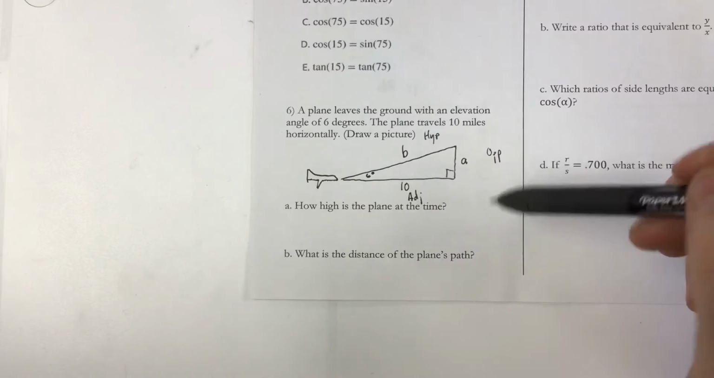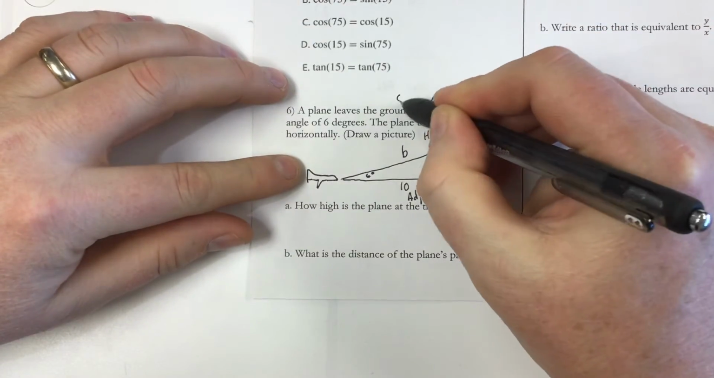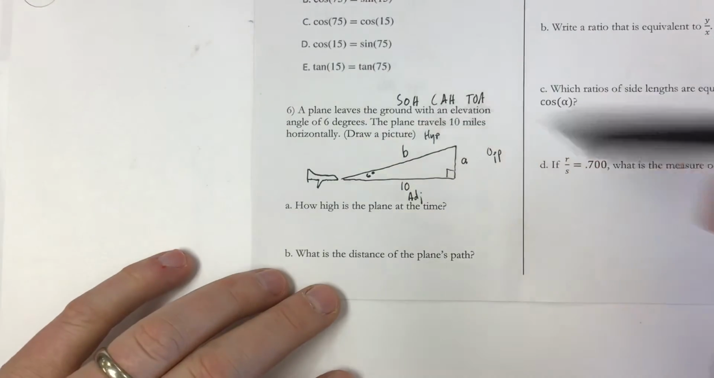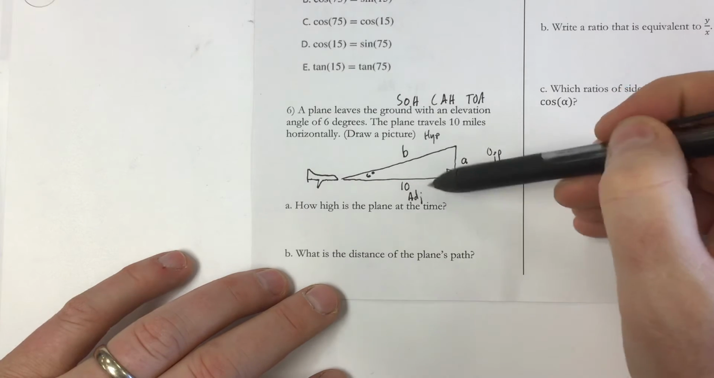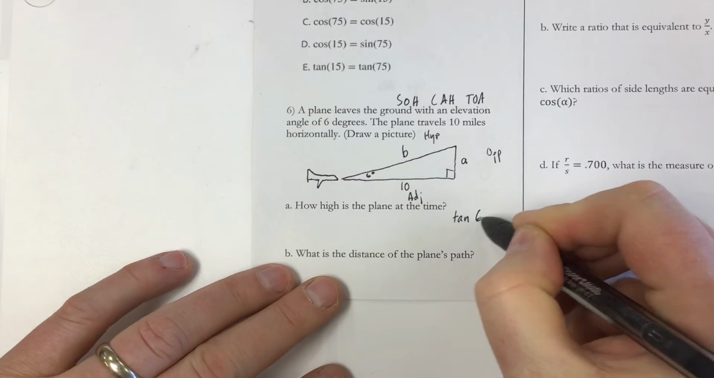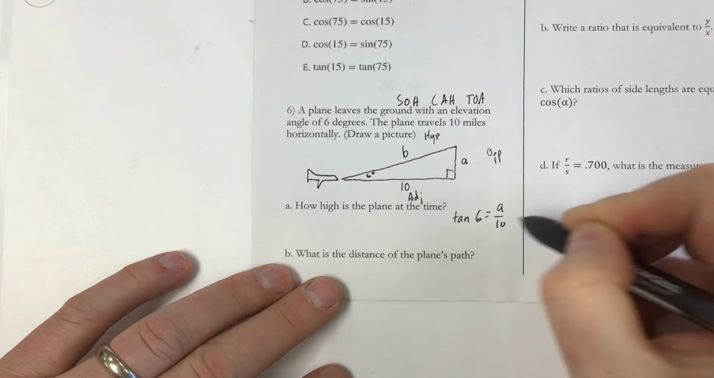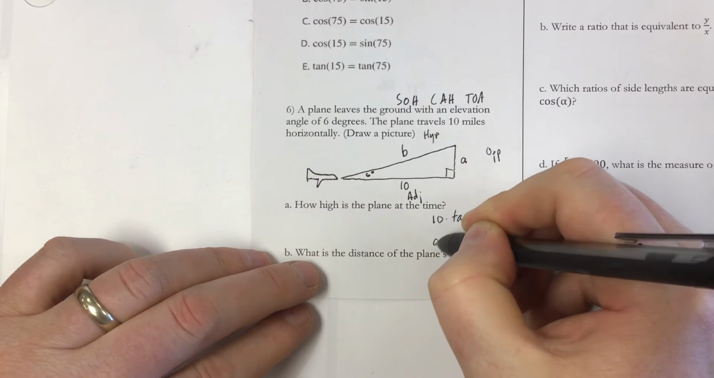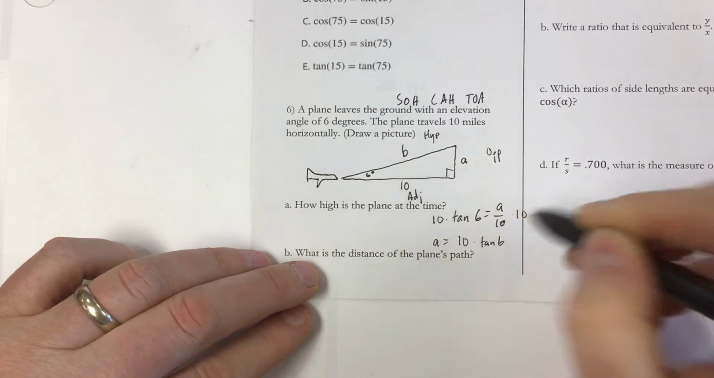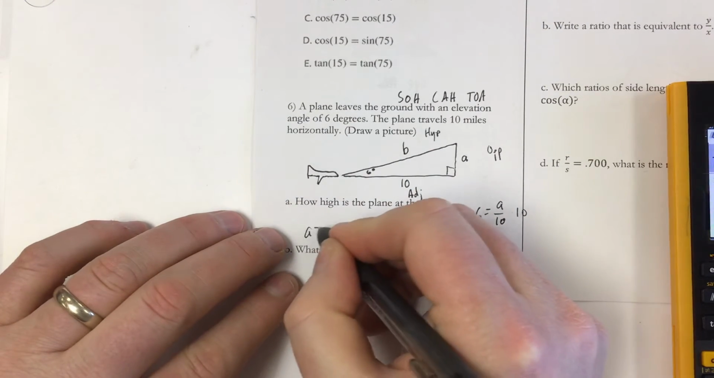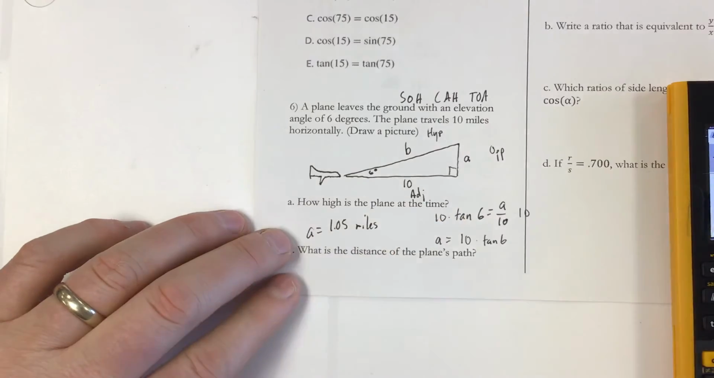Okay, so now as we start working on this, once again, if you need it, we can write the acronym SOHCAHTOA to help you remember which trig function we're going to use. Are we going to use sine, cosine, or tangent? In this first case for A, we're trying to find the opposite, and we know the adjacent, so that would be tangent. So for this first one, we're going to do tangent of 6 degrees is opposite over adjacent, A over 10. So now, in order to get A by itself, we multiply both sides by 10. So A equals 10 times tangent 6. Then we're going to get our calculator and just type in 10 tangent 6. We get 1.05. So that A is 1.05 miles off the ground. So that's the answer for part A.